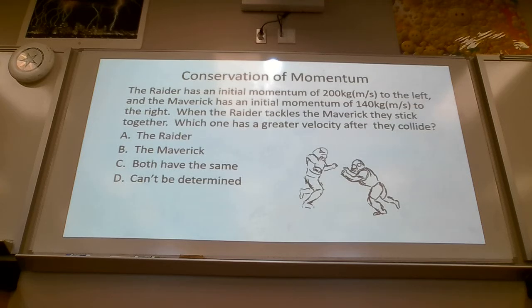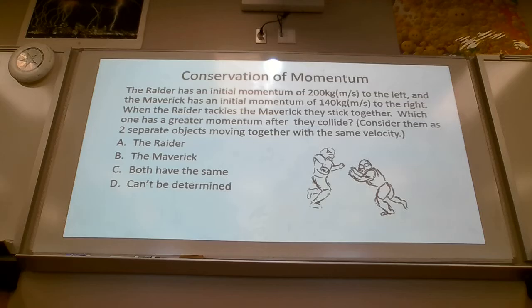Tell your neighbor. Correct answer is? Because they are together, they both have the same velocity. C. That makes sense? Stuck together, moving together as one. All right, next question.